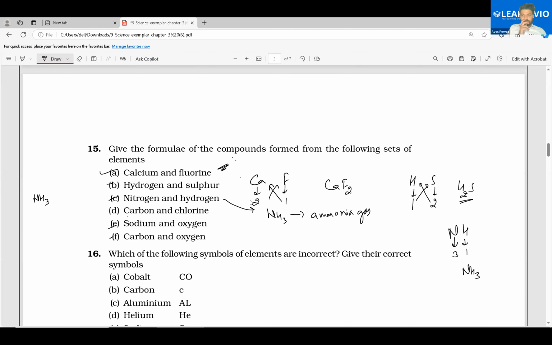Carbon and chlorine. So carbon chloride, CCl4. Yes, CCl4, carbon tetrachloride. We call it carbon tetrachloride. Like we have carbon and oxygen, but it is carbon dioxide. Simply we use tetra, carbon tetrachloride. Okay.